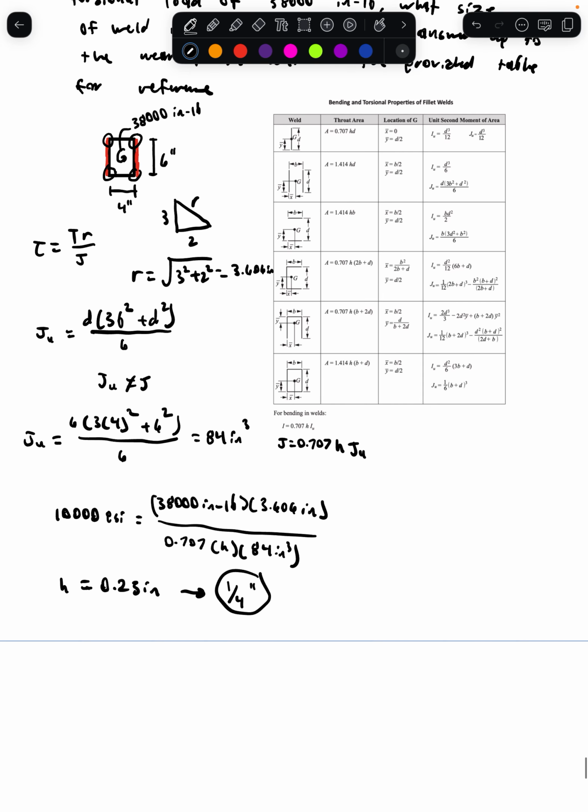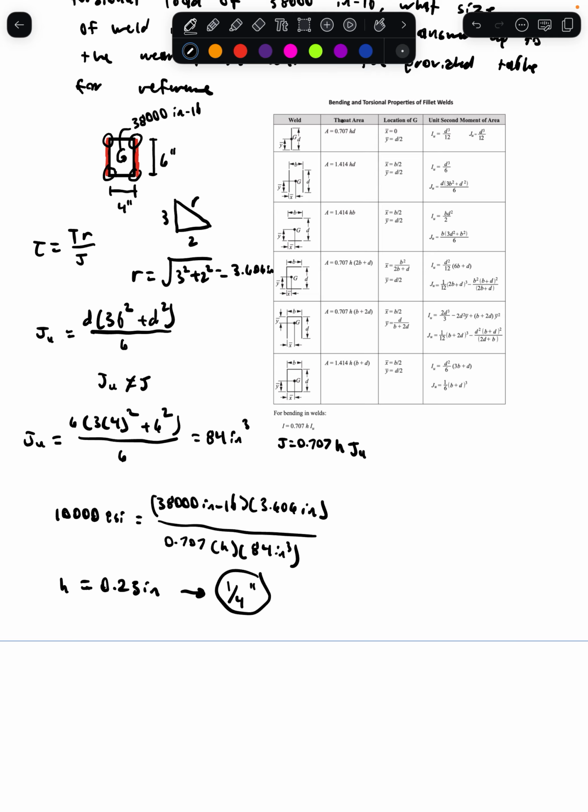The trickiest part about welds is knowing how to use these tables. You've got to practice using the tables. But once you know how to use them, it's really not that hard, and it gives you all the equations. You just make sure you find the right type of weld, and there's 3 more that it gives as options on the next page.